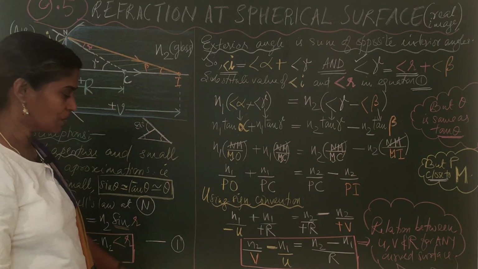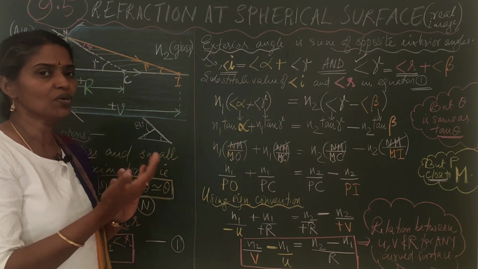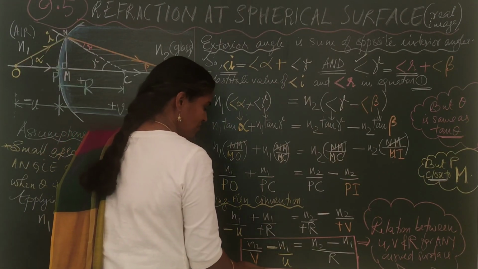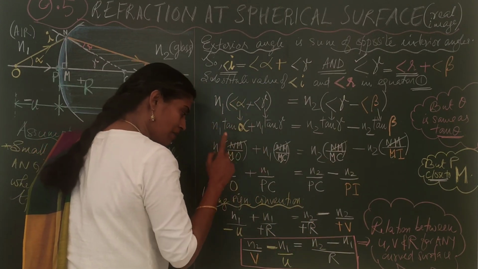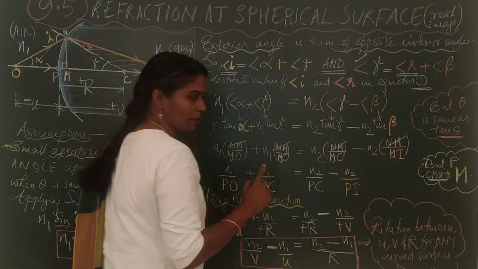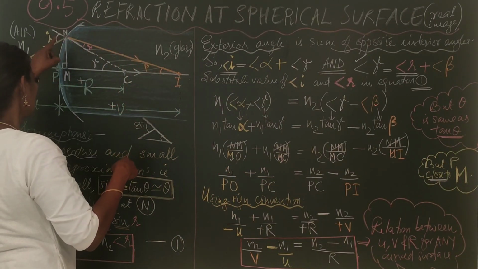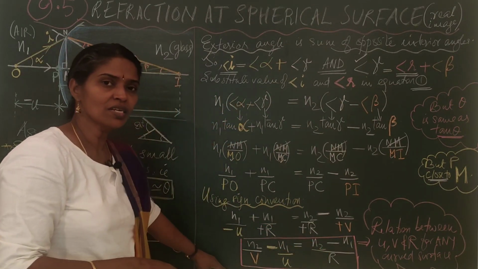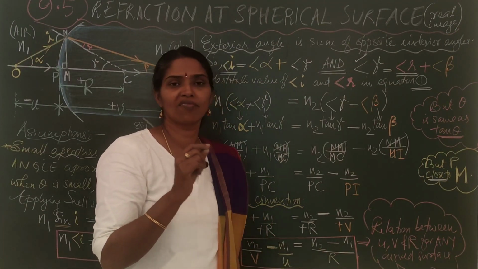So just look at the equation once again. We need to recollect this equation itself when we go to the lens maker's formula in the next session. So n2 minus n1, that is the same as n2 minus n1. So n2 by v minus n1 by u equal to n2 minus n1 by r. Here what is r? The radius of curvature of the sphere of which the surface is a part. So that is r. So this is the relation. Once again, n2 by v minus n1 by u equal to n2 minus n1 by r.